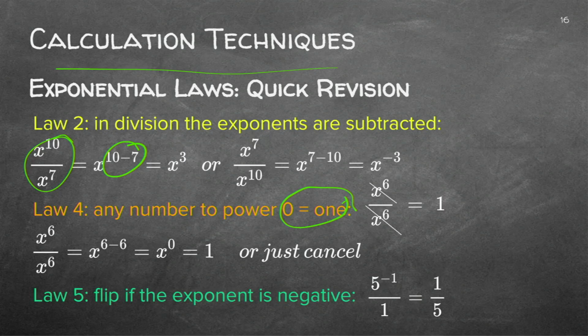So x to the power of 6 over x to the power of 6 is x to the power of 6 minus 6, which is x to the power of 0, which is 1. Or you can just simply cancel them because they've got the same basis and the same exponents. And then the next law is flip if the exponent is negative.